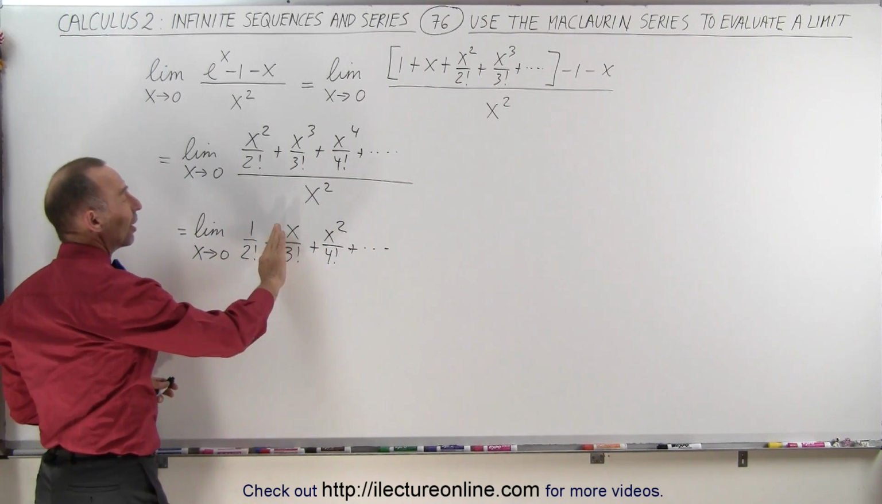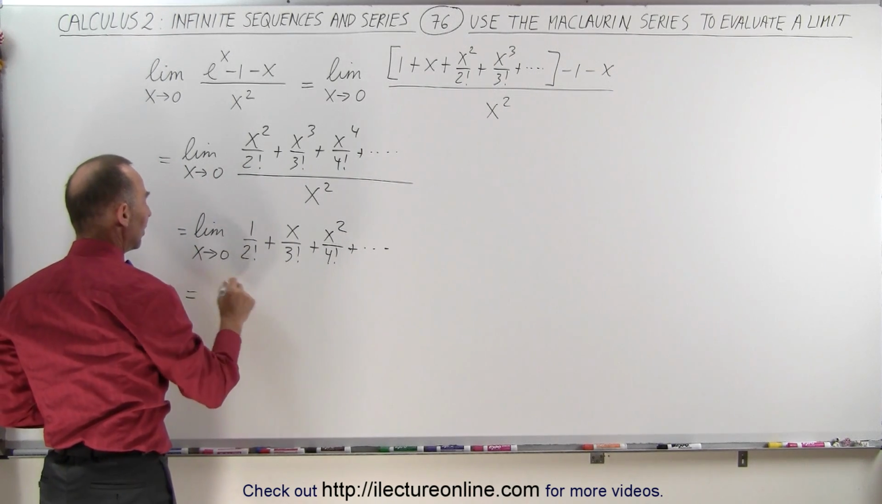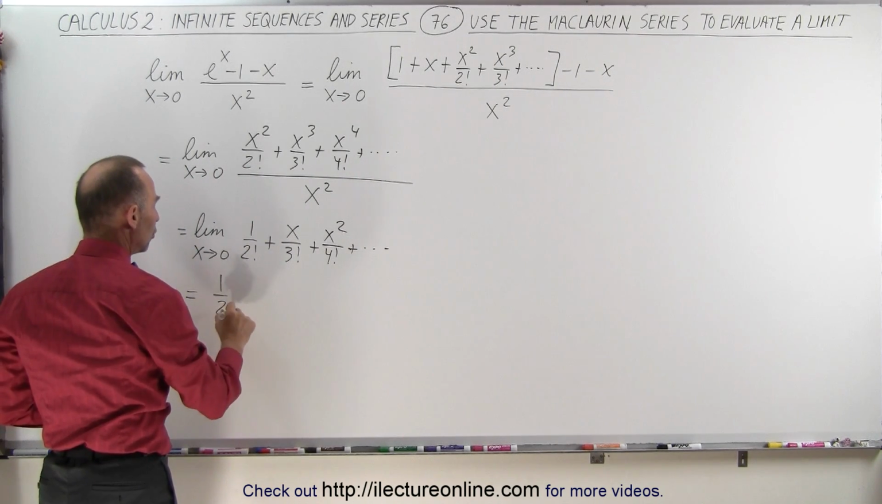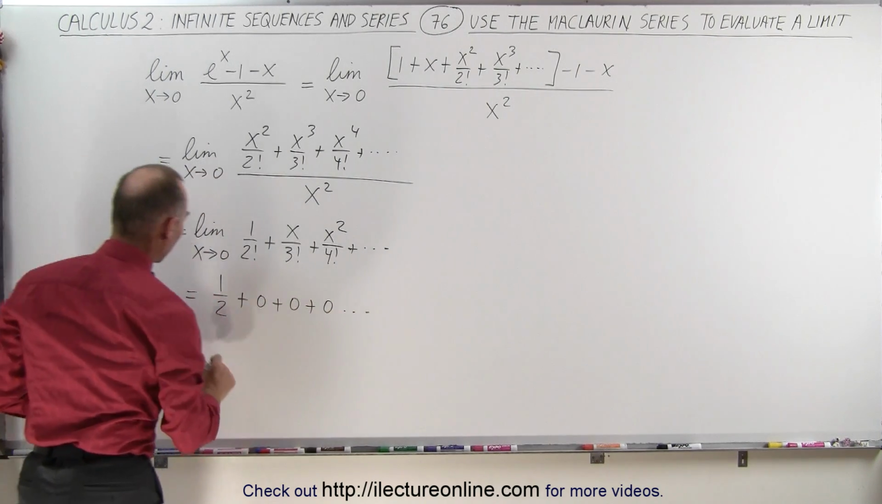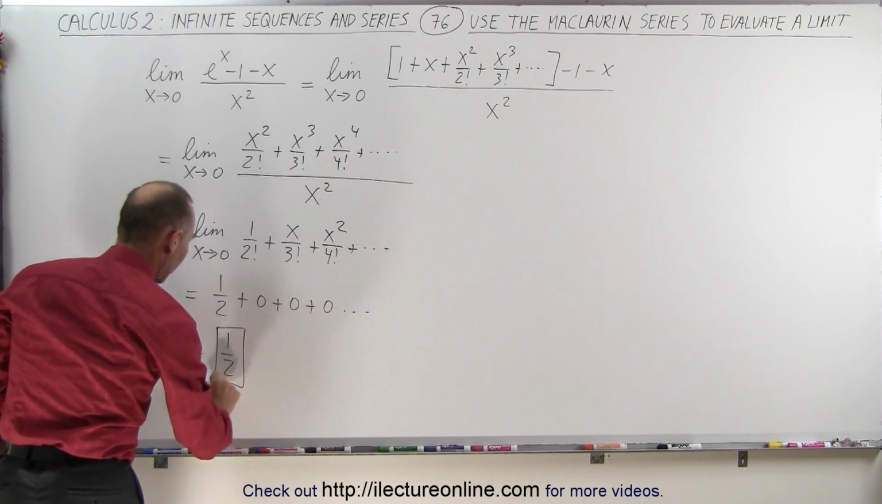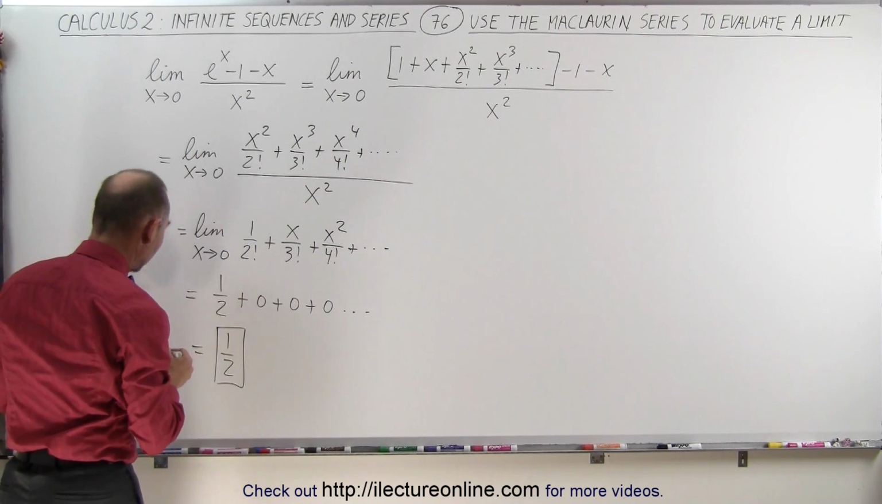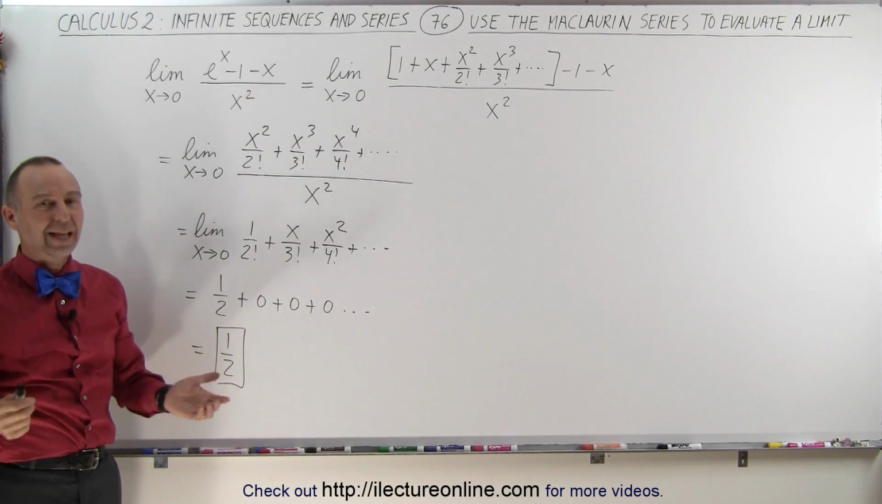But that means that every other term besides the first one will go to 0, which means that this is equal to 1 over 2 plus, of course, 0, 0, 0, and so forth. So we know that the limit as x goes to 0 of this actually is equal to 1/2. And that's how it's done.